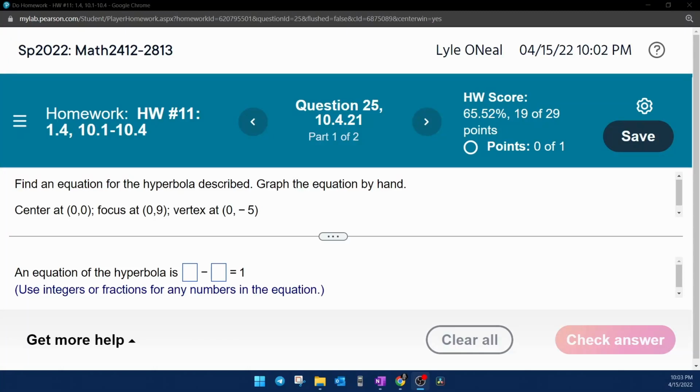Right, here we go. Question 25 from our Precalculus homework number 11. In MyLab Math, they want us to find an equation of the hyperbola described. They have given us the center, focus, and vertex. And the first thing I would like to do is copy this information down in my scratch work.